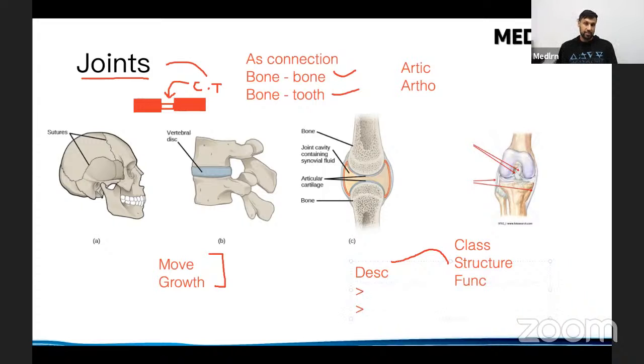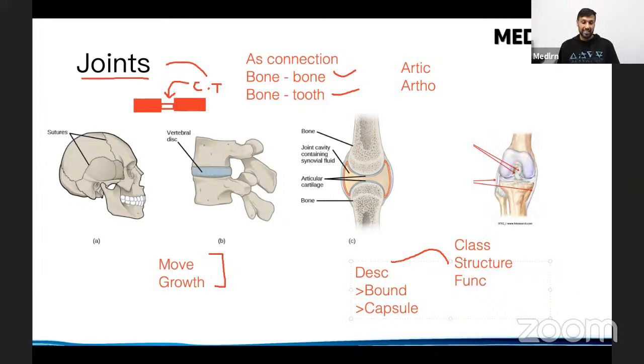Essentially, joints can be classified by whether they have some sort of capsule, or depending on the type of tissue that binds them together. These terms can be very similar, and we will be looking at them in a bit more depth later on.